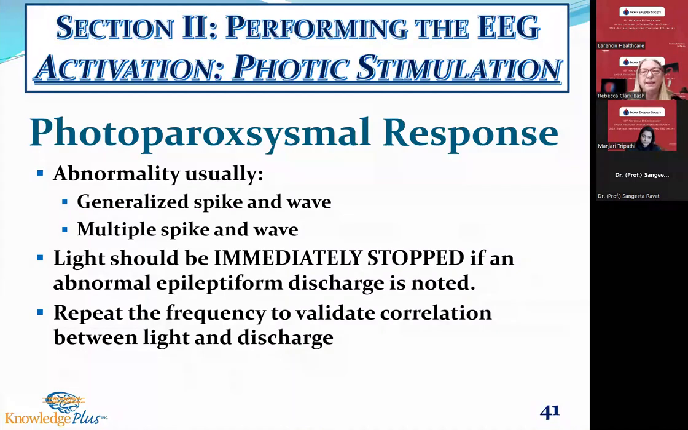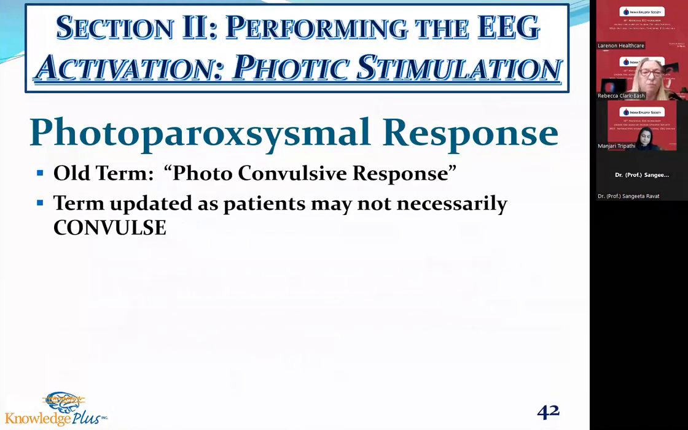Now, let's say that I'm doing a rate of 3 and I'm stimulating at 3 and I start to see a generalized spike and wave discharge. What I'm going to do is shut the light off right away. Now, maybe it was related to the light. Maybe it was a coincidence. So I want to return to that frequency, go right back to 3, start the light again, and see if you can elicit an event. And if you can't, that discharge was not related to the light. And again, we stopped using photoconvulsive.